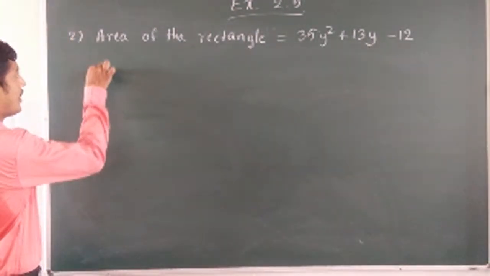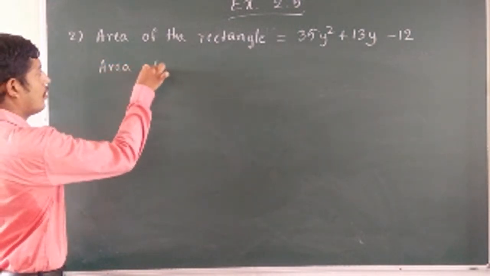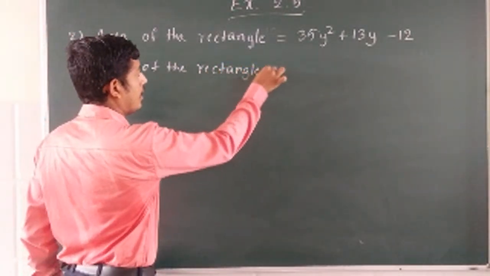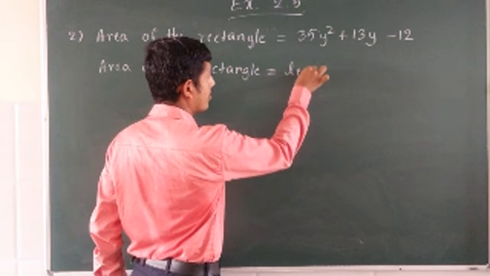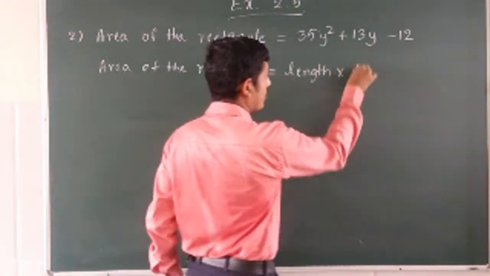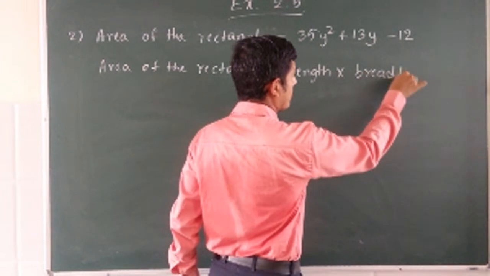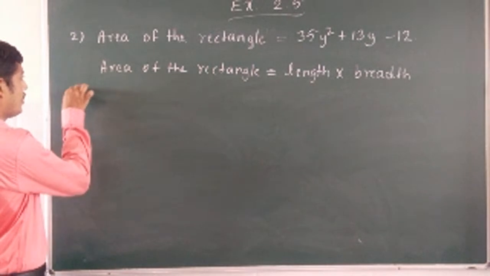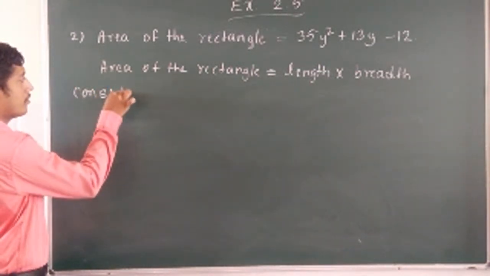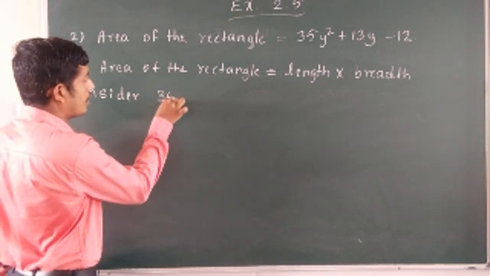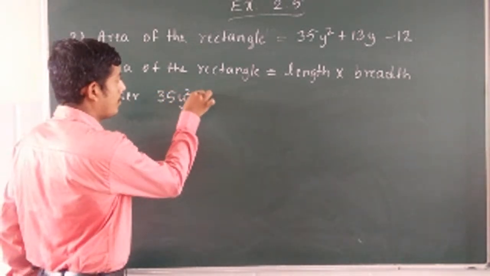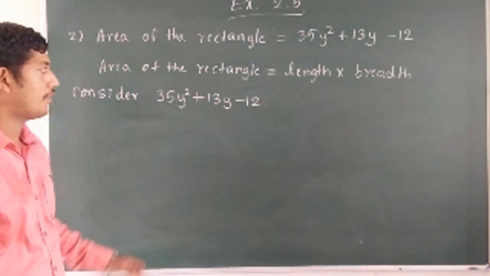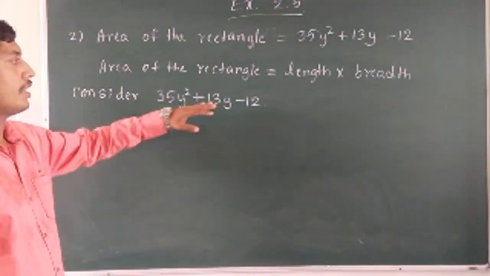And we know that area of the rectangle is equals to length into breadth. Now we will consider the quadratic equation, that is 35y square plus 13y minus 2.